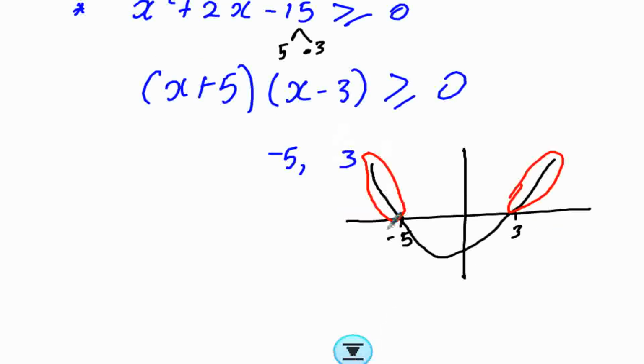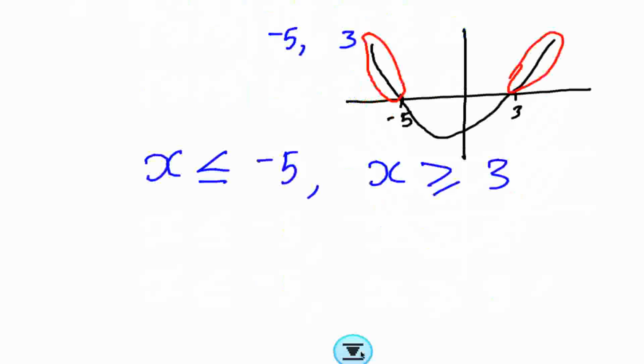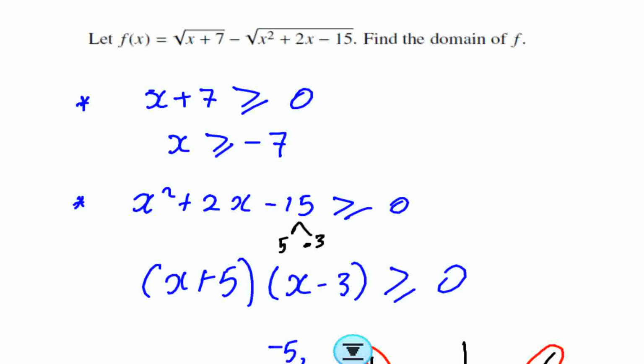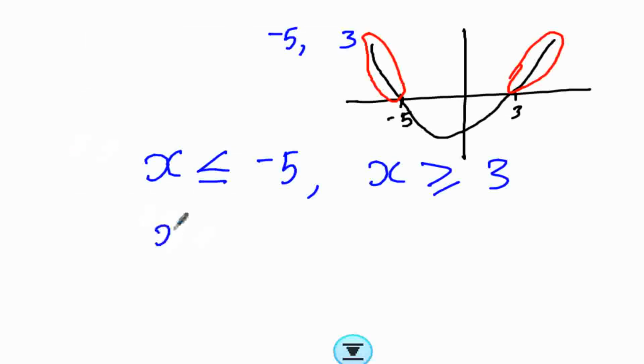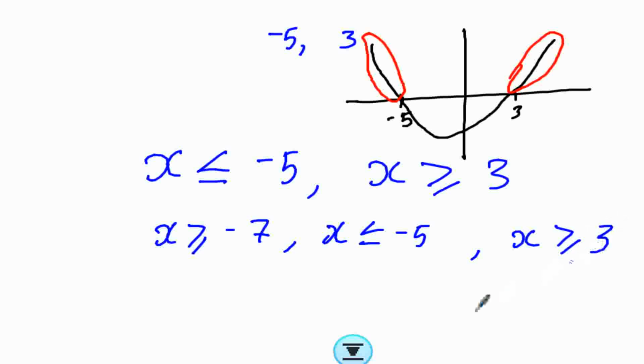So our inequality for this part, which is going this side, is x is less or equal to negative 5. And for this part, which is going to the positive side, it is x is greater or equal to 3. So let me first write the 7 here. It was x is greater or equal to negative 7. We have x is less or equal to negative 5, and we have x is greater or equal to 3.